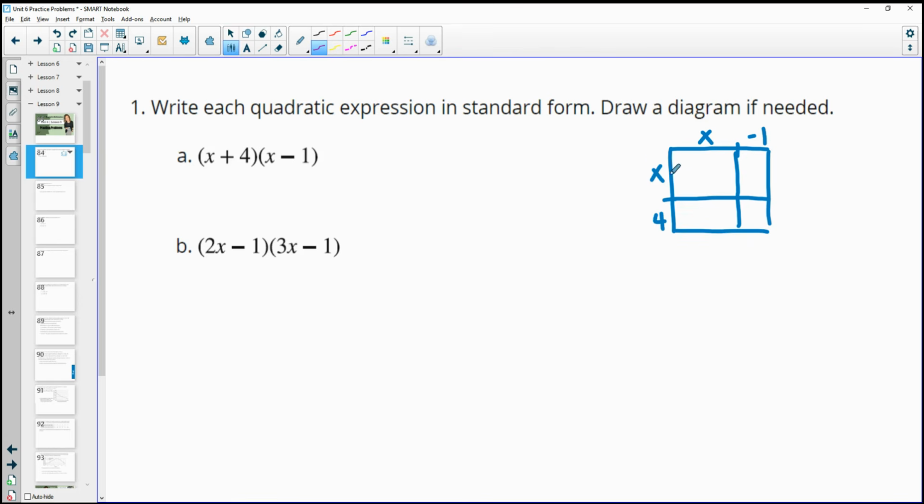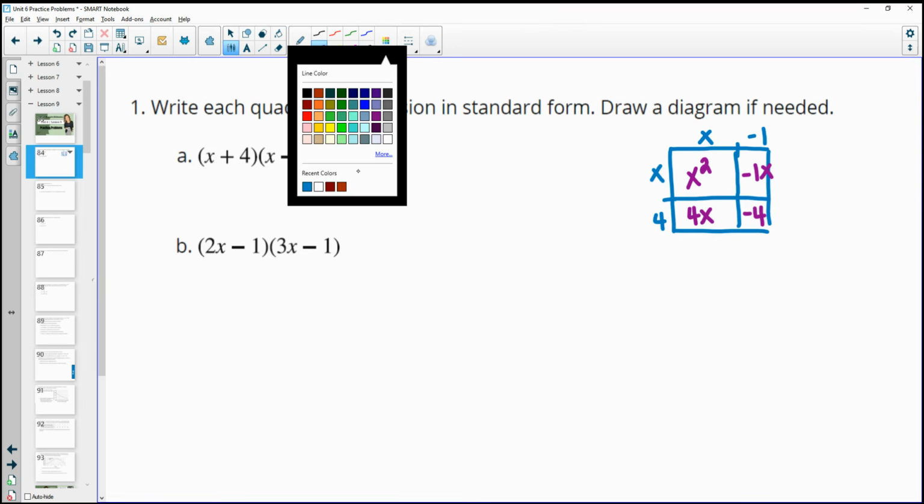So in this first box, the area would be x times x, which would be x squared. In this one, it would be x times -1, so that would be -1x. In the bottom one, we have a 4 by x, because this length right here is x. So 4 times x is just 4x. And then this one would be 4 times -1, which would just be -4.